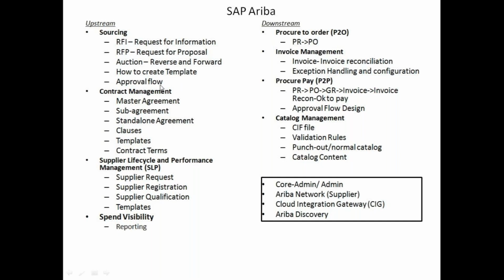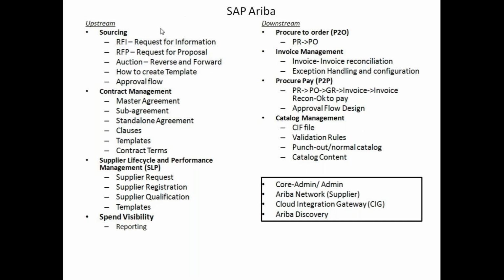Then the approval flow, like my manager should come into the approval flow, or the finance team should come into the approval flow, on the basis of, say, the amount, the department, a lot of conditions. Based on that, the approval flow should trigger in the system. So I will be showing you how to set up an approval flow in the Ariba system.